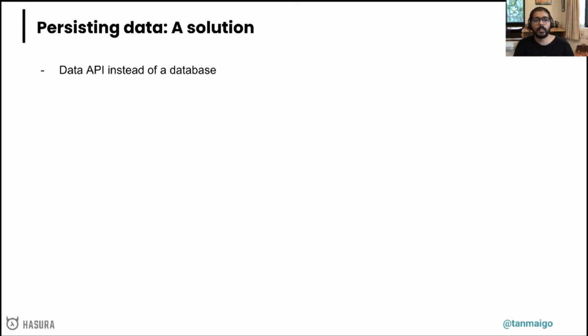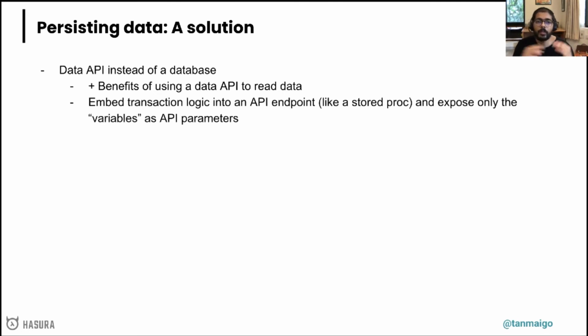Once again, if you think about the data API pattern, obviously you get the same benefits of the read side, but specifically talking about transactions, there are two patterns that we've seen. One is that instead of dealing with the transaction inside the serverless function, you ask the people who are maintaining the data API, the data service, to absorb the transaction logic, expose that as an API endpoint, kind of like a stored procedure, right? Whether it's a stored procedure or whether it's in code doesn't matter, but it feels like a stored procedure, and only the variables are exposed as API parameters, right? So you have to shift that transaction logic, and think of it as stored procedures that the data service gives you, right?